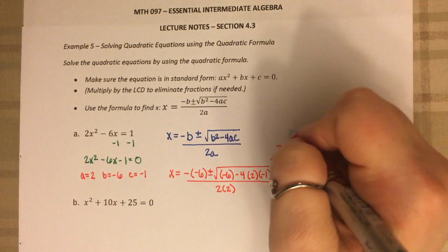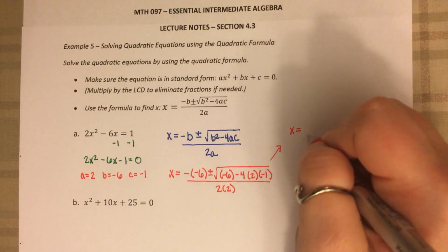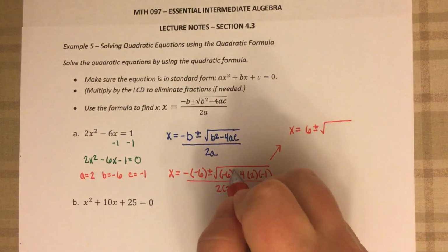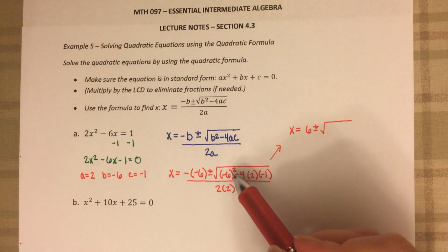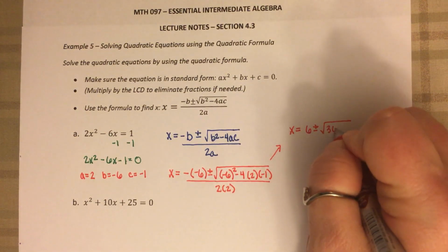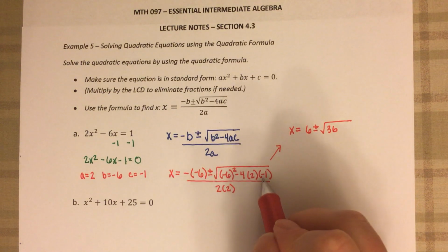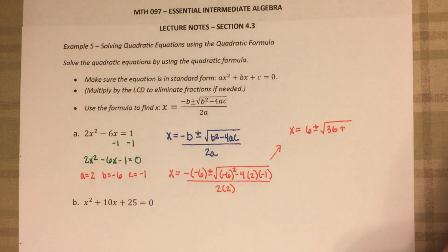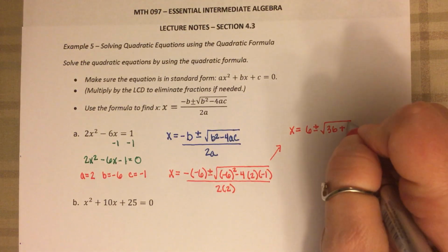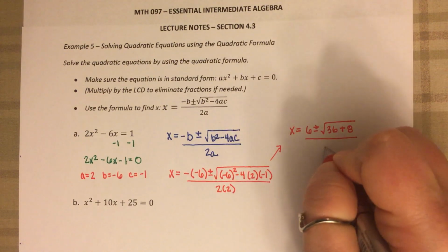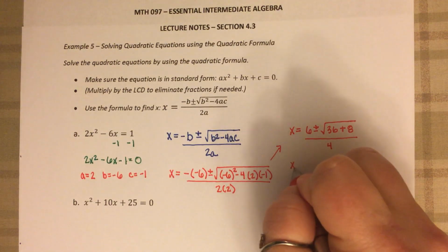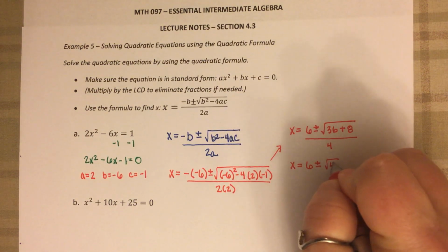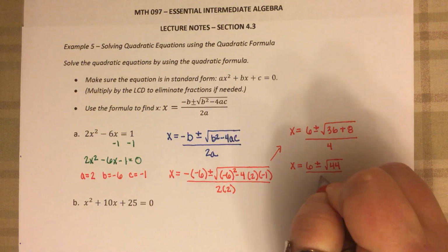All right, I'm going to finish simplifying it up here. So the negative 6 is going to turn into a positive 6. Inside our square root, oh, I lost my squared. Negative 6 squared for a negative b squared is going to give us 36. Negative 4 times 2 times negative 1. The two negatives are going to turn positive, so we're going to have a plus sign here. 4 times 2 is 8, so we're going to have an 8 in there. Right, all over 2 times 2 is 4. X is going to be equal to 6 plus or minus our square root of 44 all over 4.